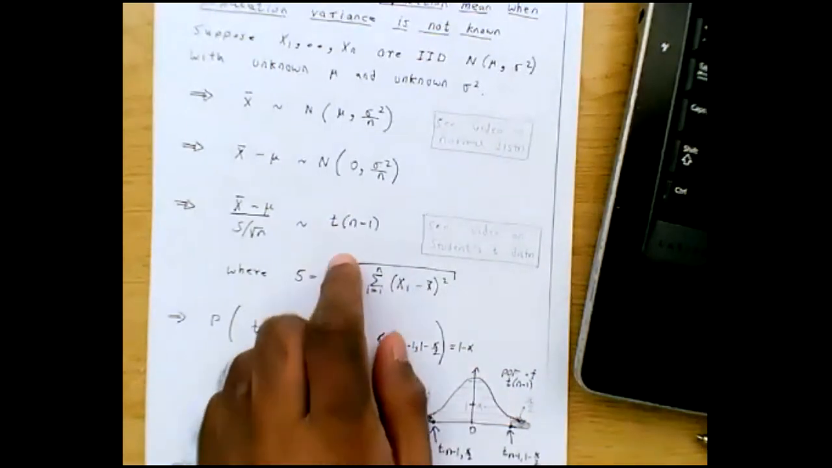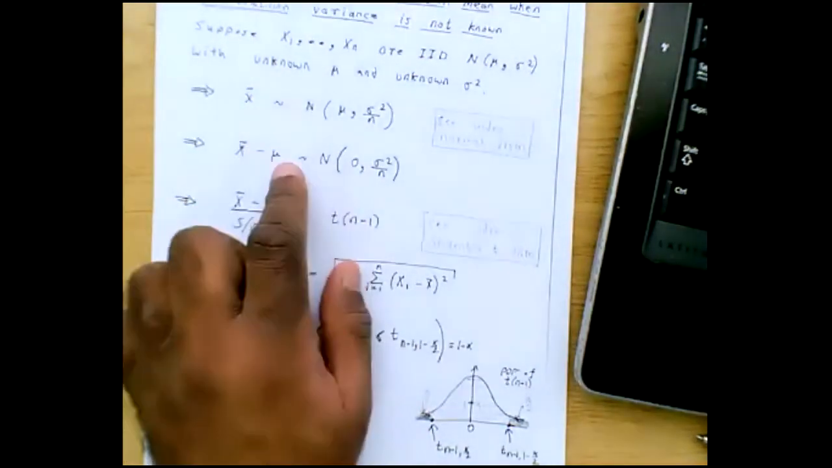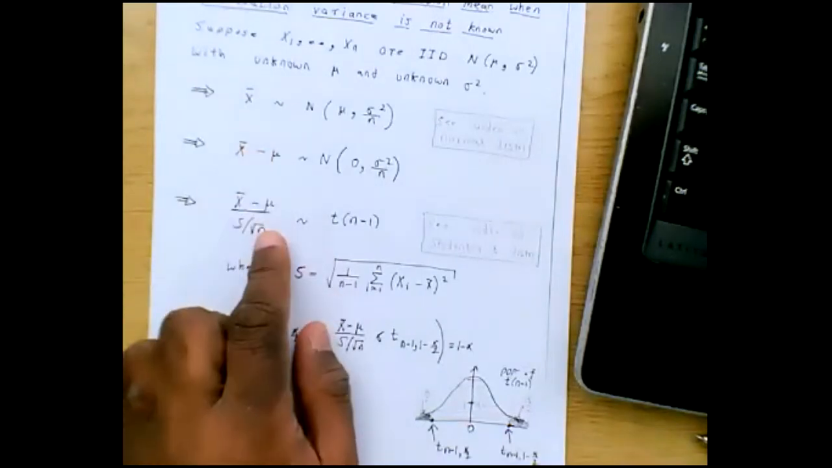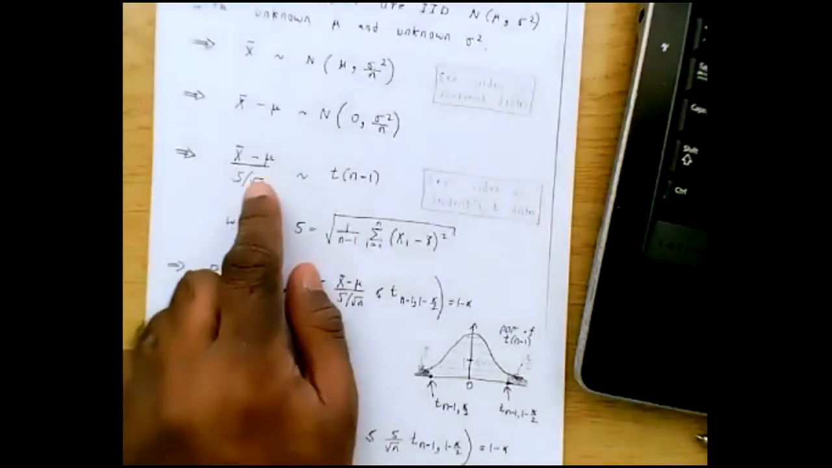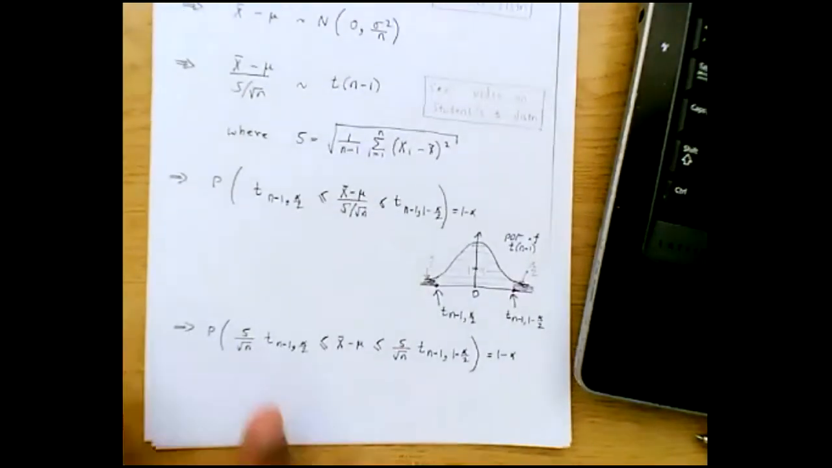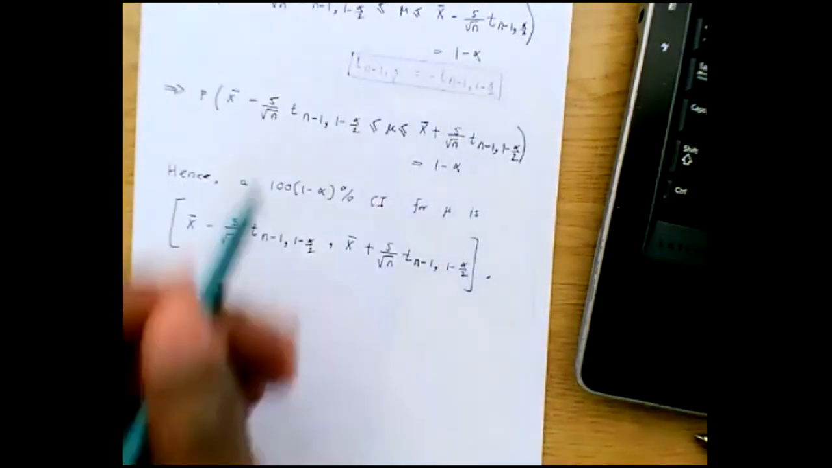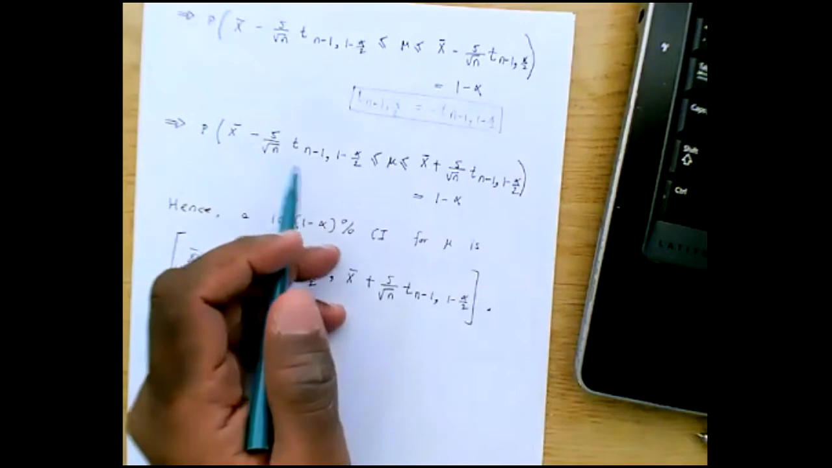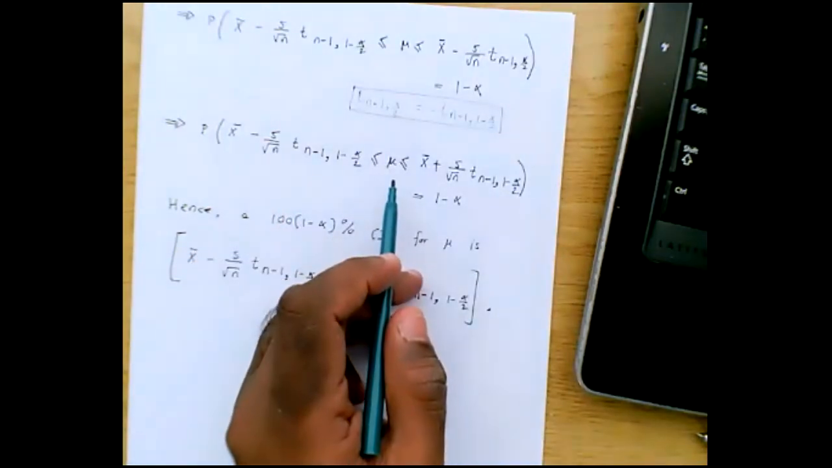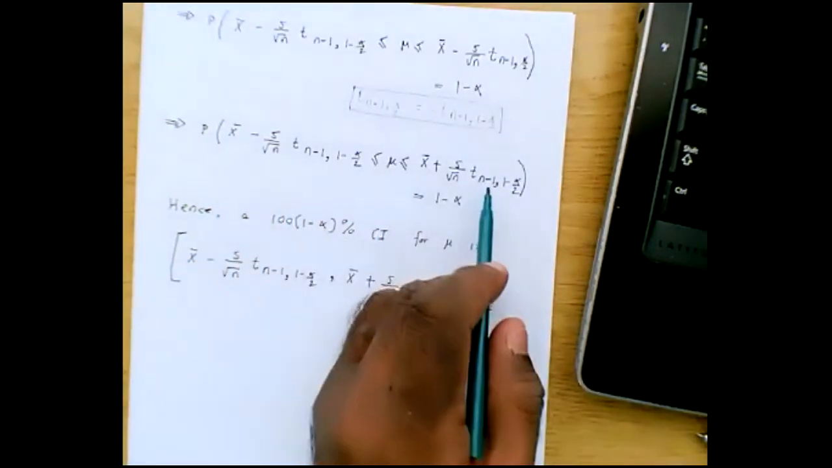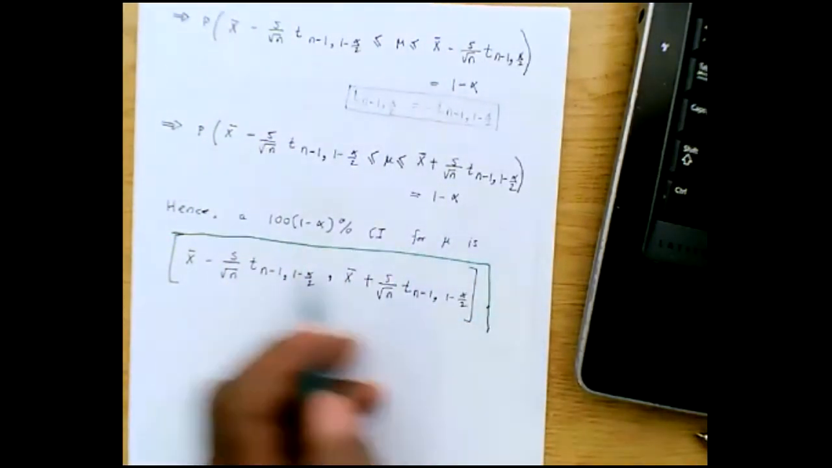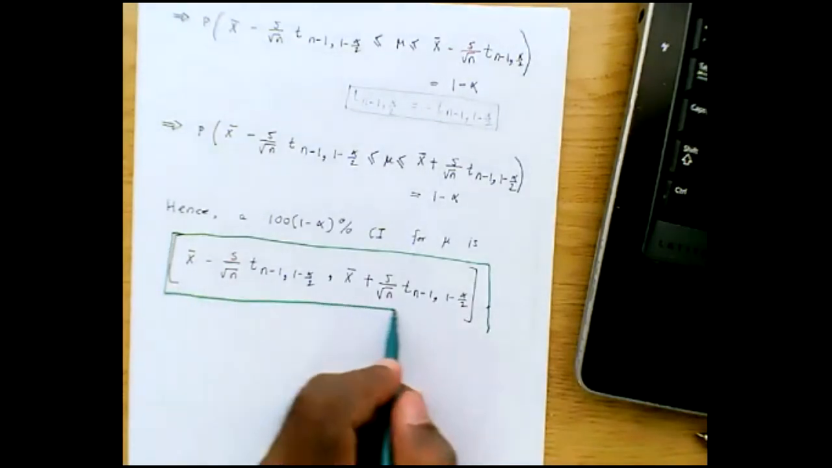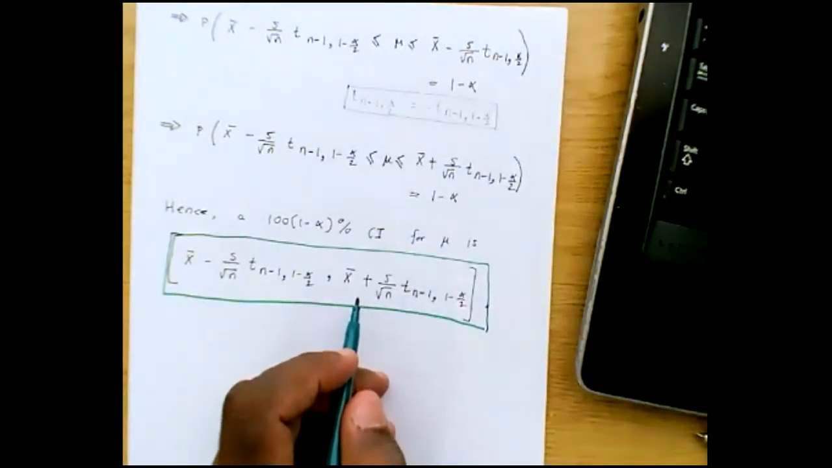All right. So from this follows this, and from this follows this because of the video on the student's t distribution. And from this, you can write this. And finally, after going through several steps, you will get to this statement that the probability that mu, the population mean, lies between this and this is 1 minus alpha. Hence, the 100 times 1 minus alpha percent confidence interval for mu is this, right?